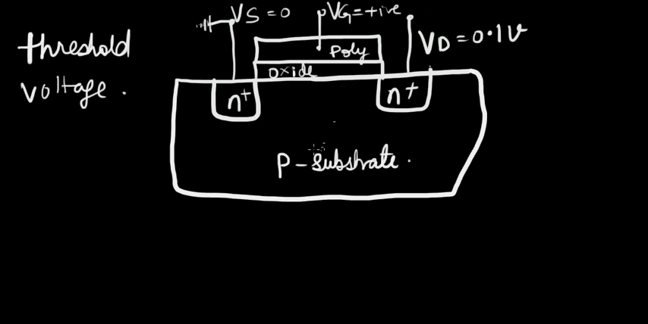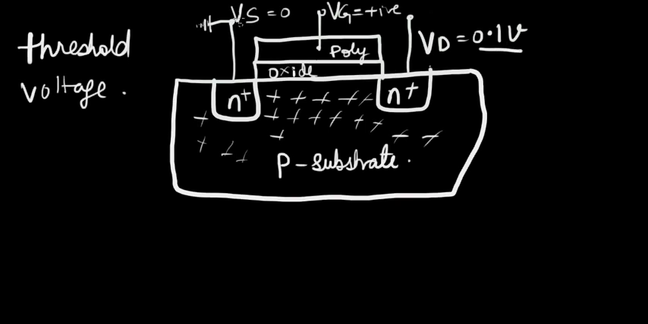So under normal conditions, because this is a P substrate and everything except these N+ regions is P region, it'll have a lot of holes. And holes are given by this plus sign, and it'll have holes all over the place. Alright. Now suppose the drain is given a voltage of 0.1 volts constant and the source is grounded. For VG, the gate voltage, we start increasing from 0 volts and we go positive.